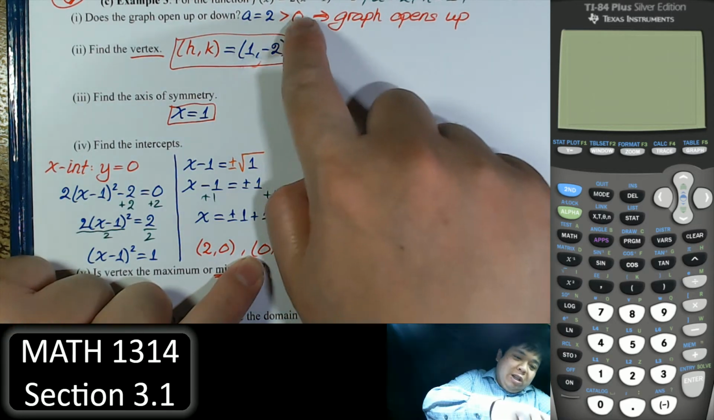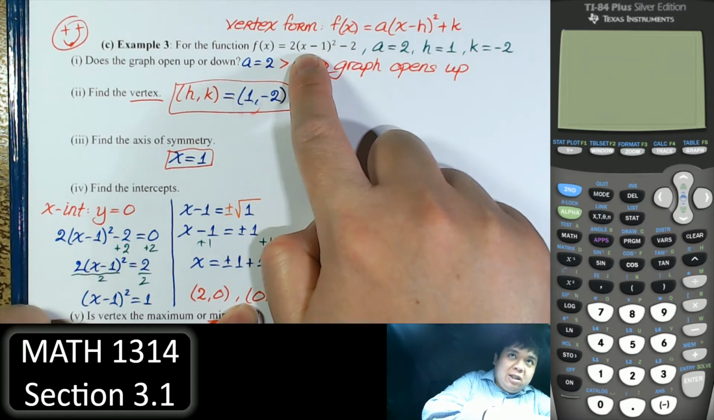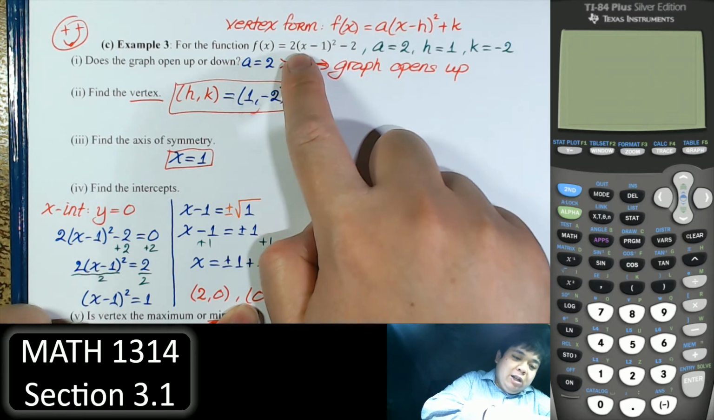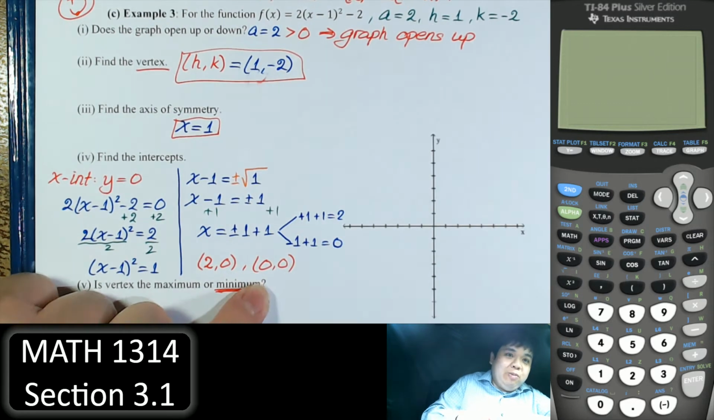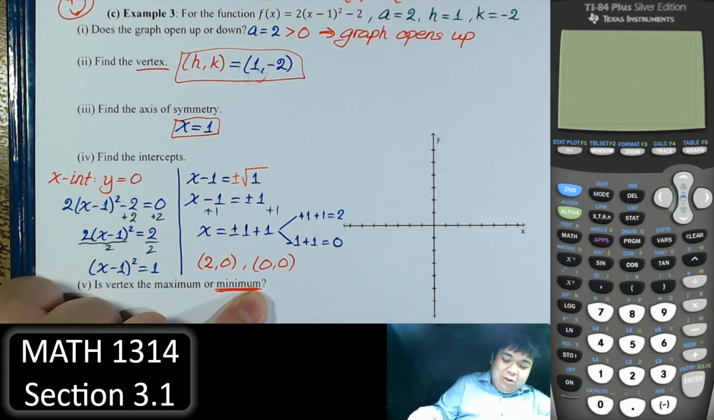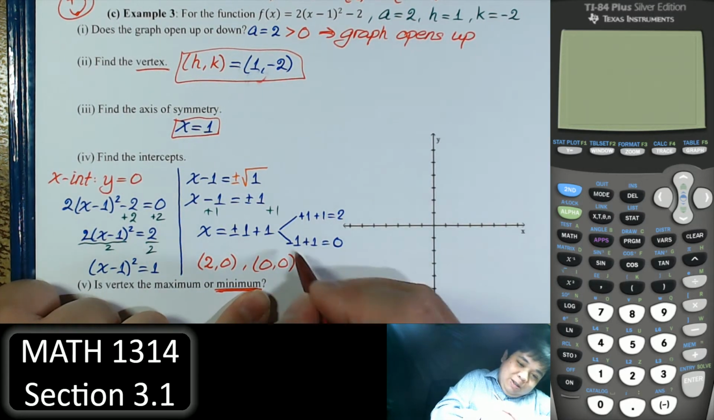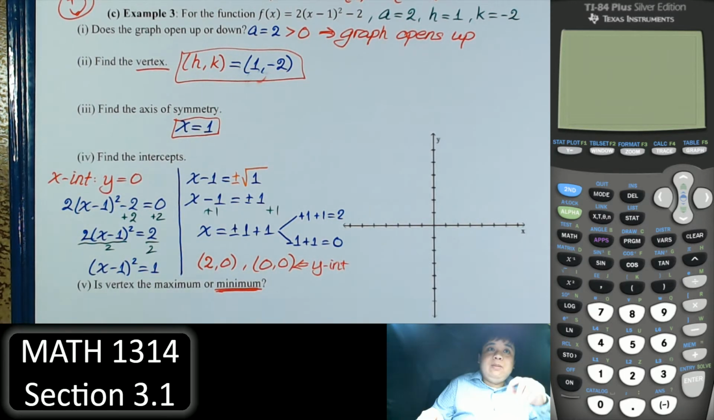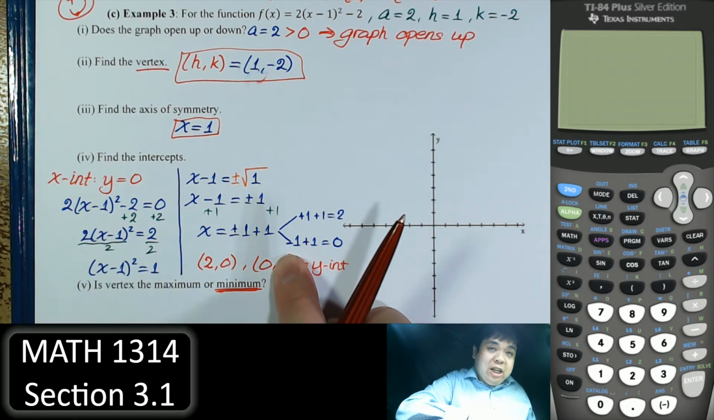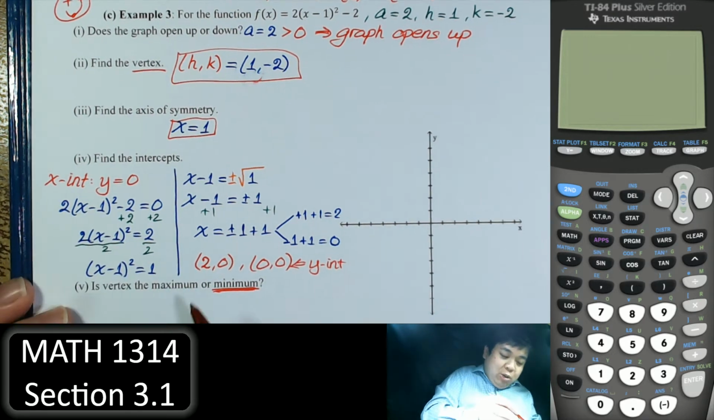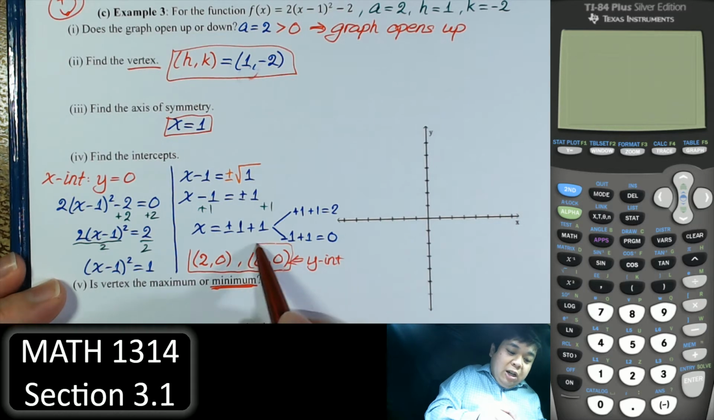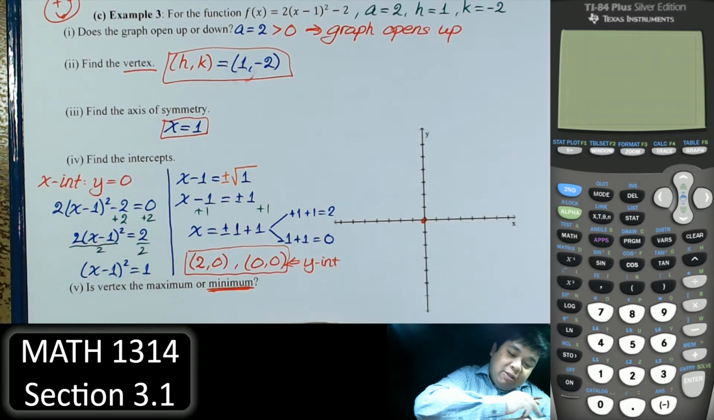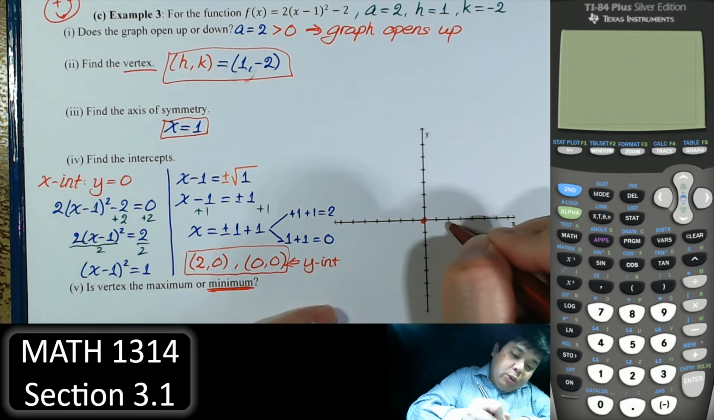So if we put 0 in for x, (0 - 1)² is 1. 1 times 2 minus 2 is going to be 0. So because we have the 0 and 0, that is also the y-intercept, because the x component is equal to 0. So in this case we just find the x-intercept and happen to find the origin, which is the y-intercept. So the intercepts are here, (2, 0).